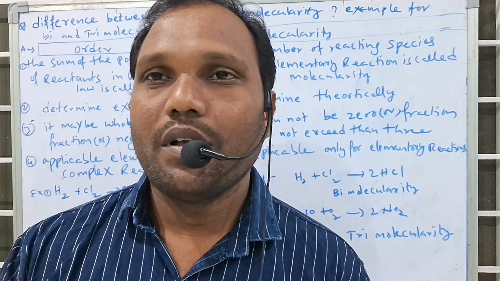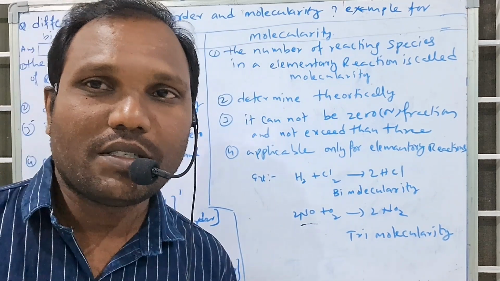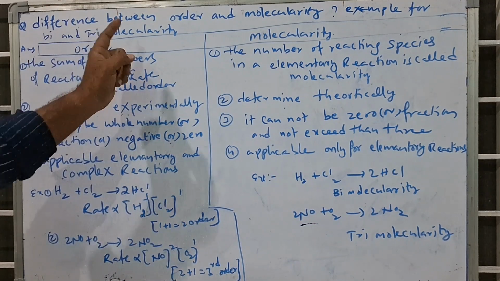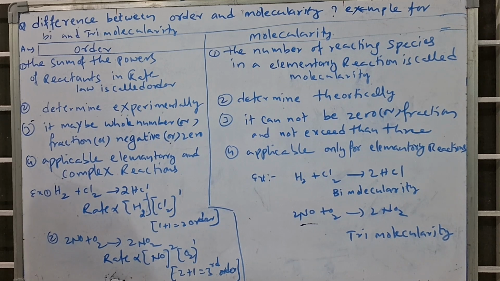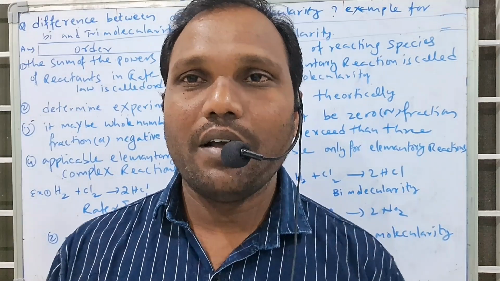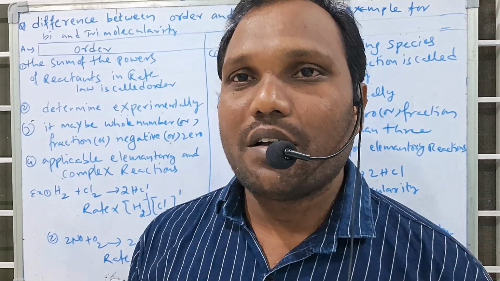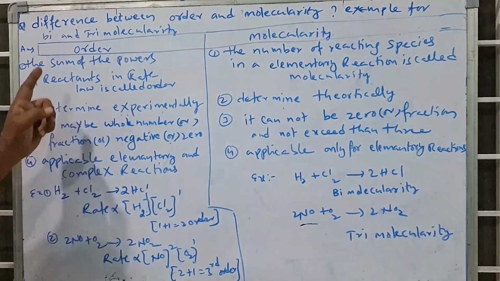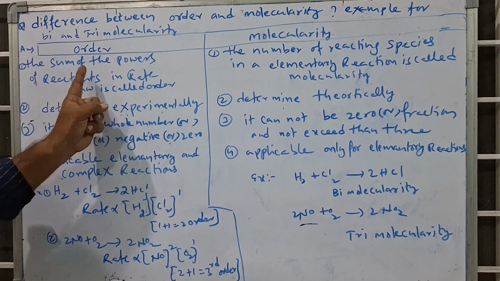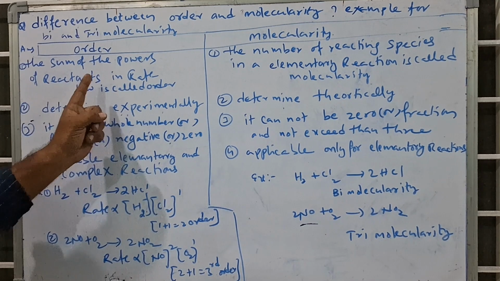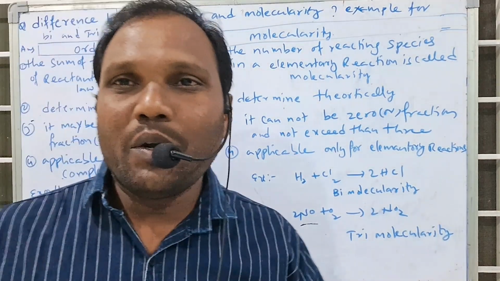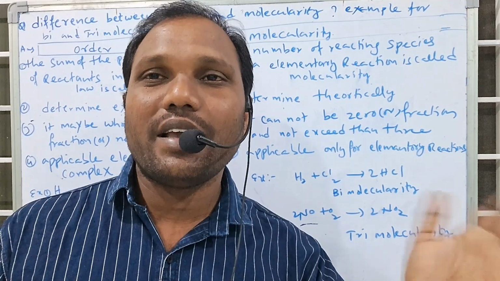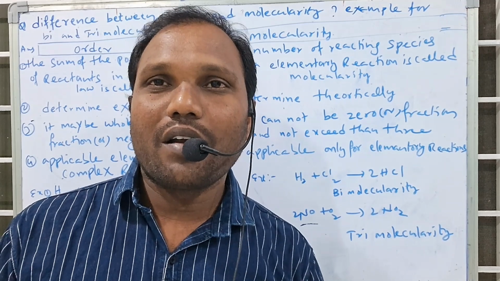Now I am explaining another important question. That question is differences between order and molecularity, and the examples of bimolecular and trimolecular reactions. Here we need to define order and molecularity. Now I am defining order. The sum of the powers of the reactants in a rate law is called order. We need to sum the powers of the reactants in a rate law to get the order of the reaction.